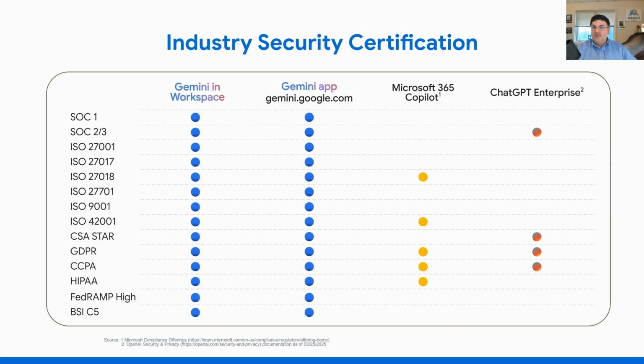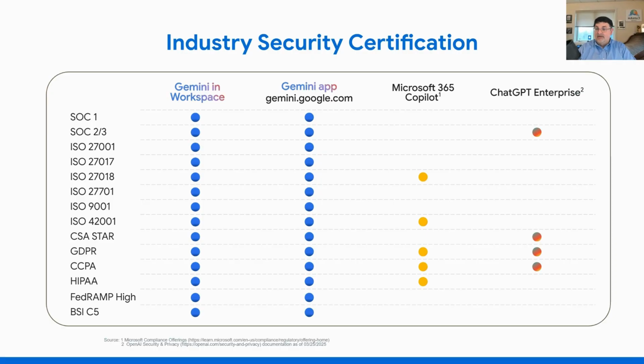But Gemini in Google Workspace and the standalone Gemini app, gemini.google.com, hold the full list of security certifications you see there. Microsoft 365 Copilot and ChatGPT Enterprise, that is a paid version, hold subsets of that. Now, again, this data is about 6-7 months old, so I believe Microsoft has added some standards. I'd have to go back and double check, and ChatGPT as well, but there's still a difference.